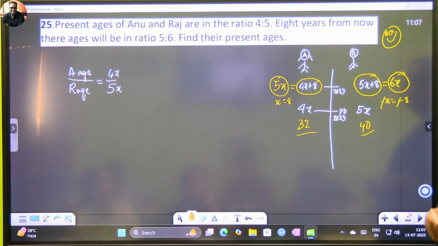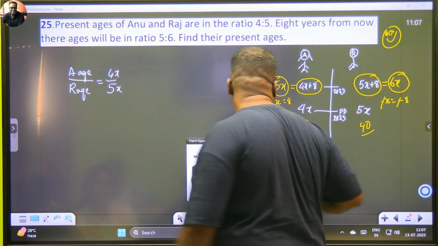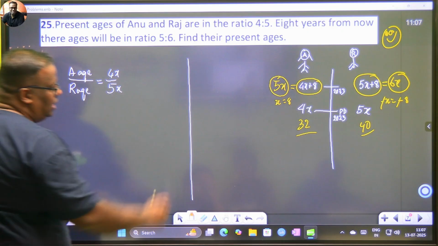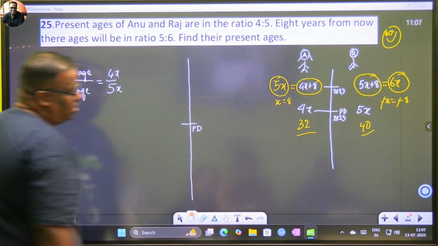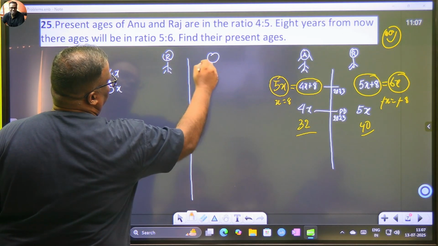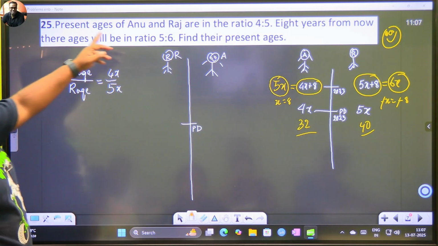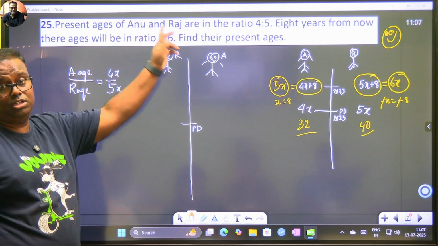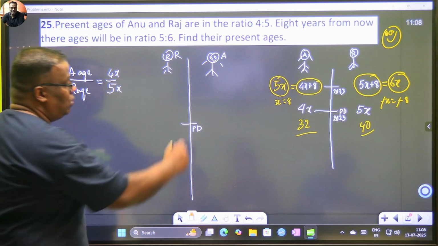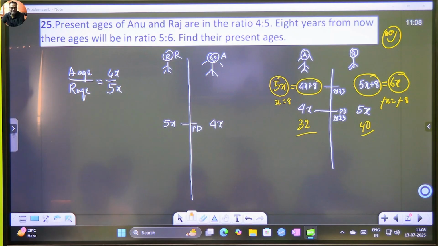Okay, let's see it once again. Look at the question, present ages of... don't use your pens now. Look at the story. Whenever we get an age problem, we first make a bamboo. And in that bamboo, always make one PD. This is present day. And then draw your characters. Now we will draw Raj this side and Anu this side. Agreed? They say Anu and Raj. This order is very important. Anu and Raj are in the ratio of 4:5. So if Anu is 4x, Raj will be 5x. Don't make a mistake here, then the answer will come wrong.